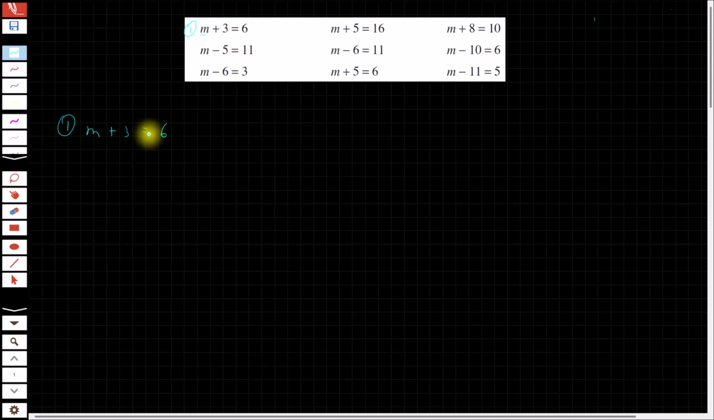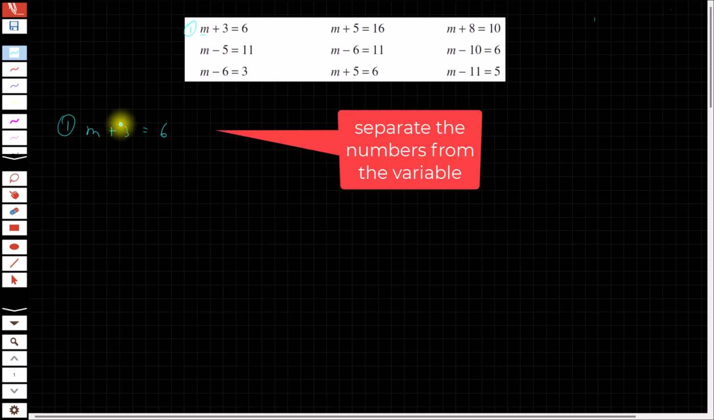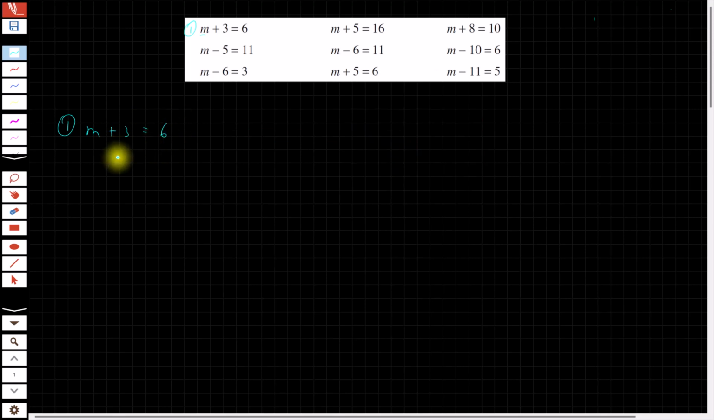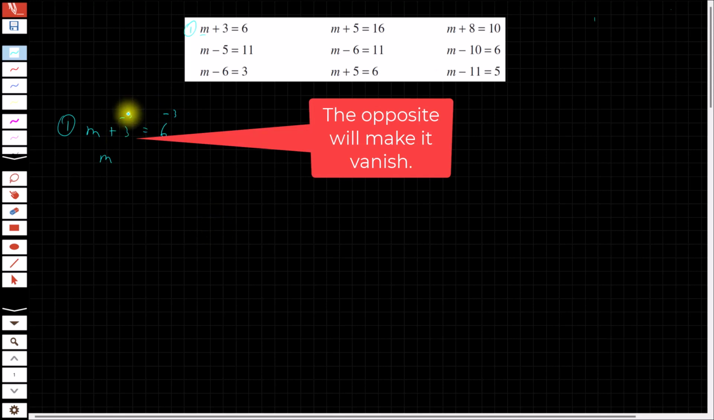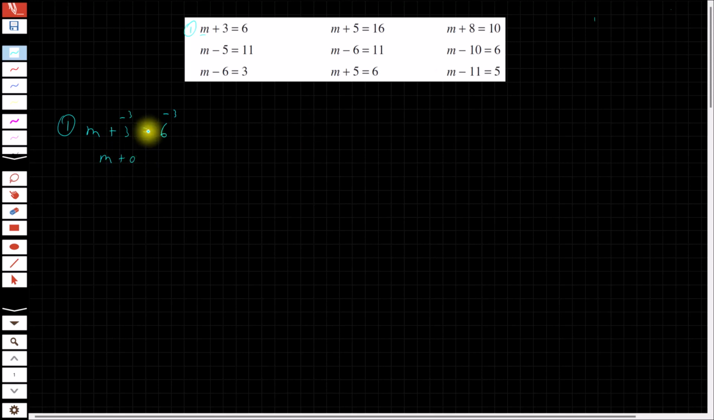To do that, we need to get the numbers onto the opposite side of the variable. So we need to move this 3 to the right hand side of the equal sign. To do that, we subtract 3 from the left hand side and subtract 3 from the right hand side. So 3 take away 3 is 0, but because it is 0, we don't normally write it down. We put down the equal sign. 6 take away 3 is 3. So m equals 3. This is our solution.